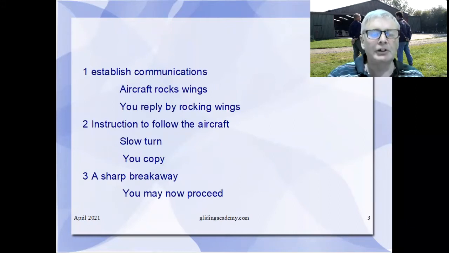Three primary steps, the most important ones you need to remember. The intercepting aircraft will try to establish communications with you, and to do that he will rock his wings. He'll be on one side, to the left normally, of you, and he'll rock his wings. He's not just being friendly, he needs an acknowledgement from you, and you can rock your wings, which means that you understand you have been intercepted.